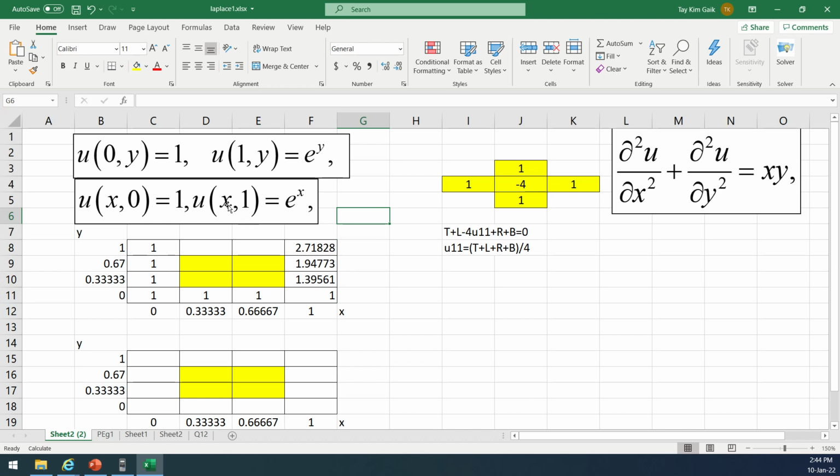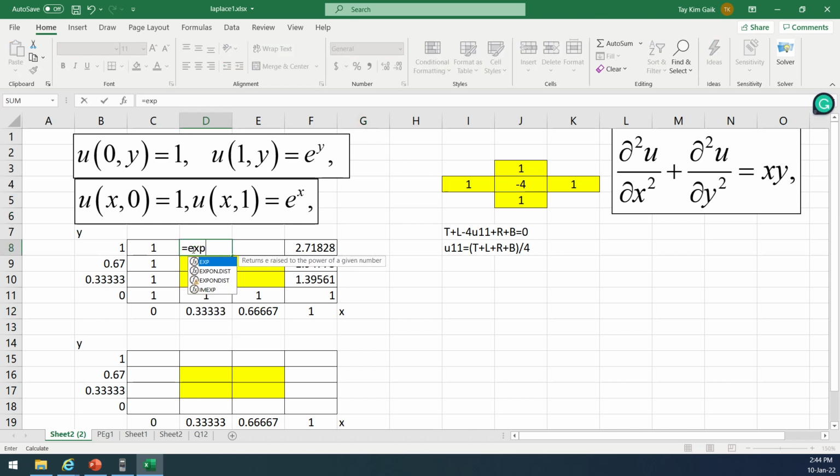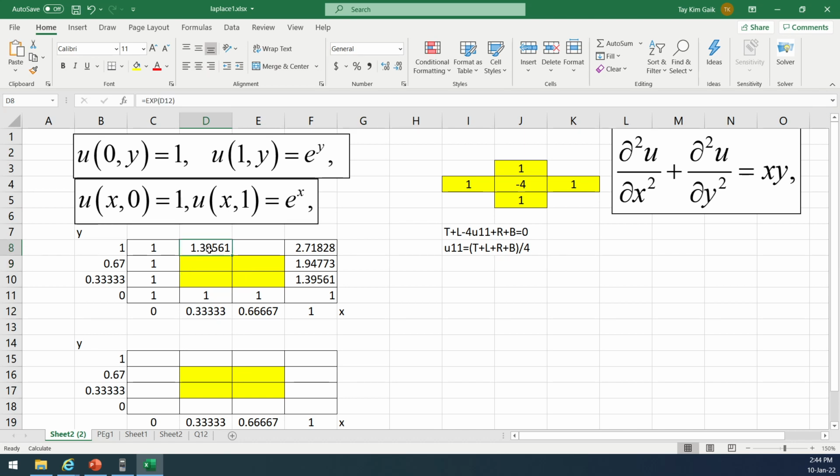So the last one, u(x,1), y equal to 1, u is exp(x). So exp(x) here. You see, overlap here, also overlap. There's no contradiction at the corner points.